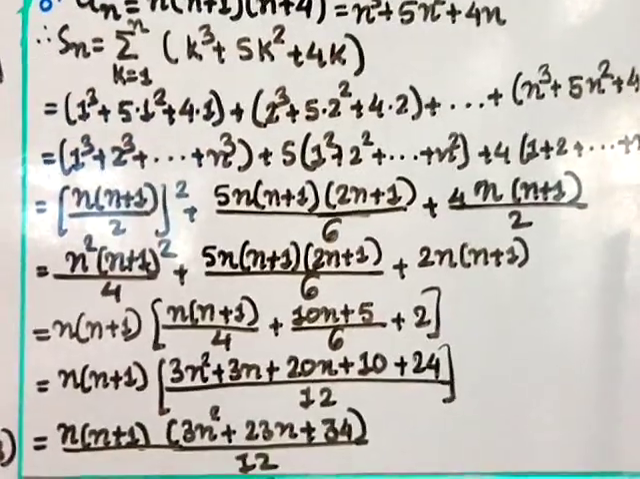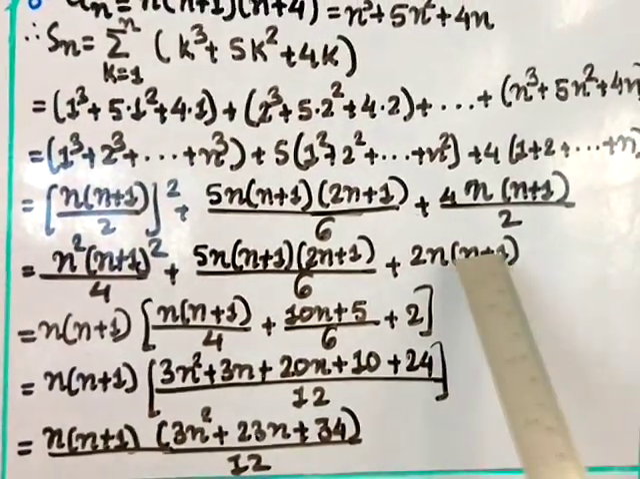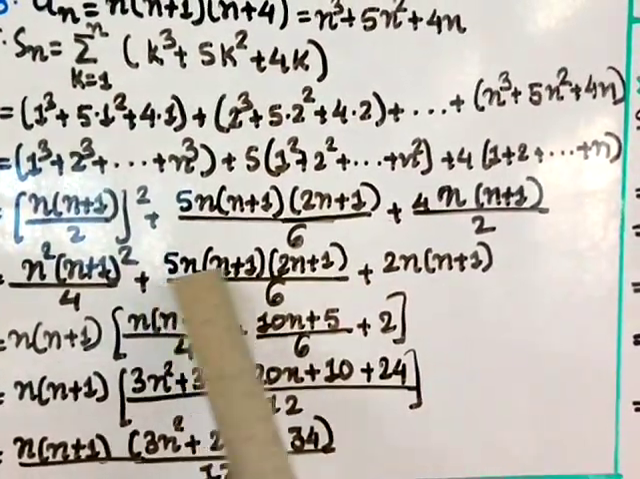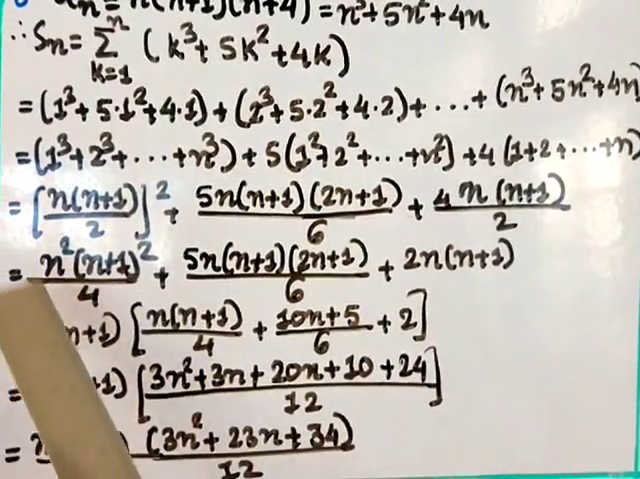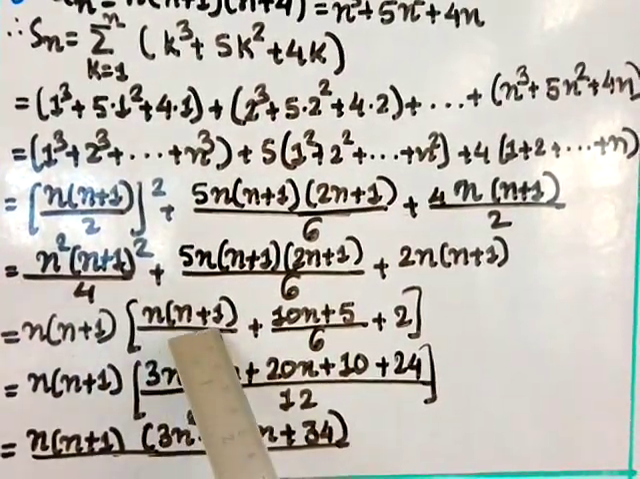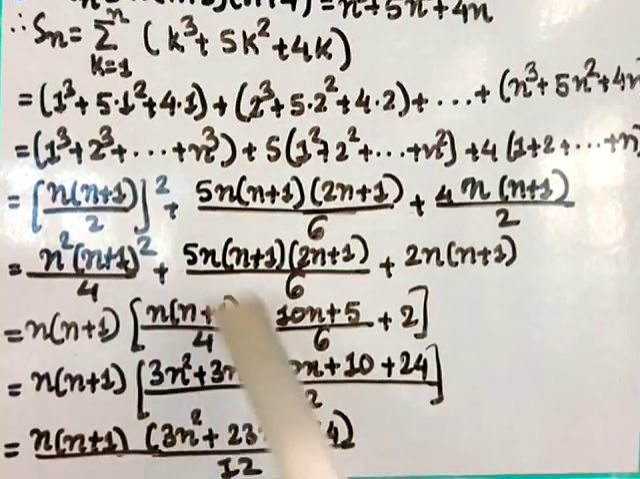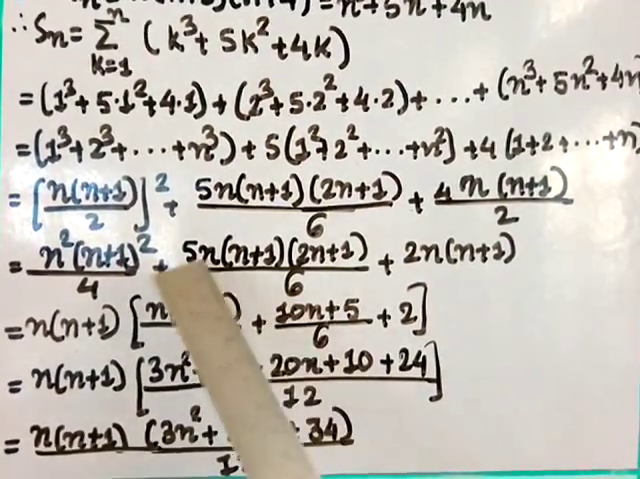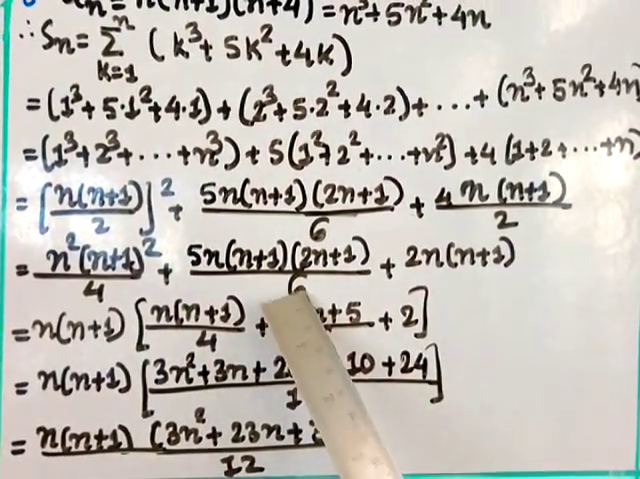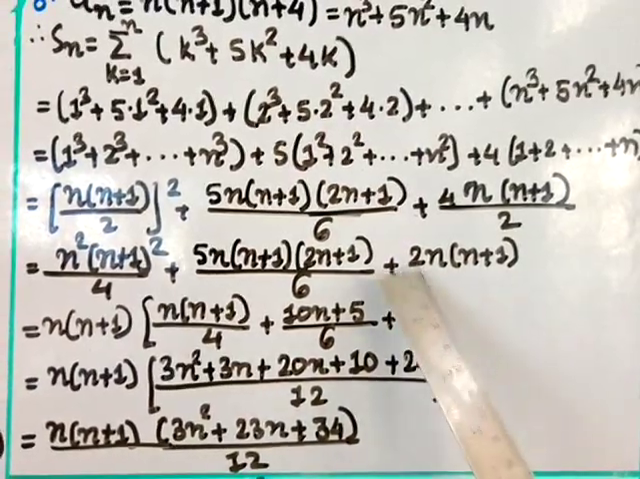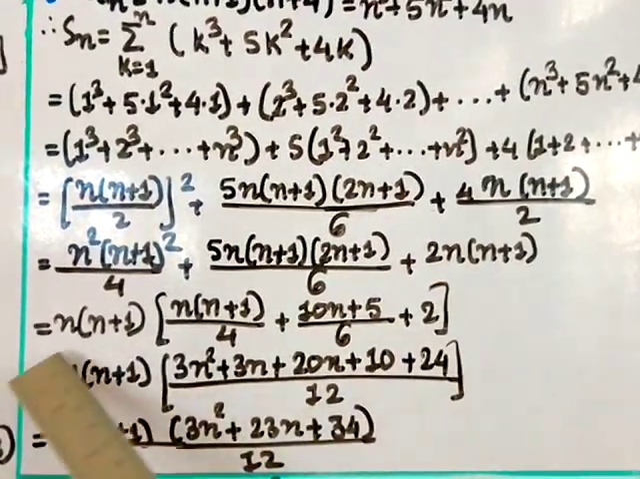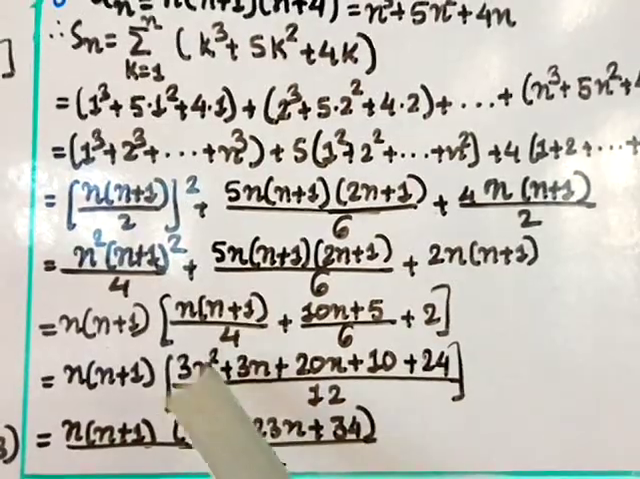Now I take n into n plus 1 common from all 3 terms. So n into n plus 1, n into n plus 1, n into n plus 1 common. So here remains 1 into n into n plus 1 divided by 4, plus 5. So 5 into 2n is 10n, 5 into 1 is 5, divided by 6, plus this term is taken, so here remains only 2.